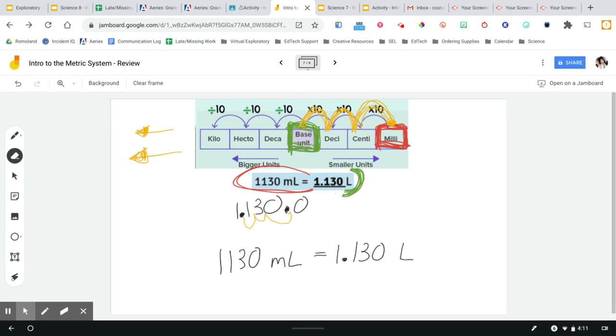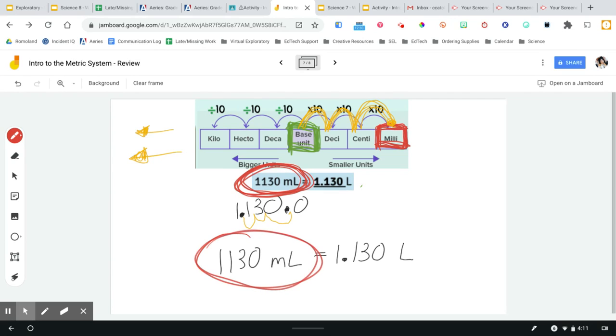Erasing all this stuff right here. Let's double check if we have the correct answer. And I can see here that I started off with this number, 1,130 milliliters, and I can see that I was able to convert it to 1.130 liters.